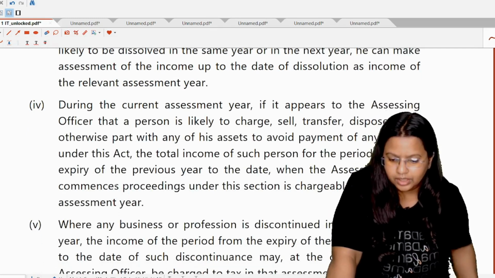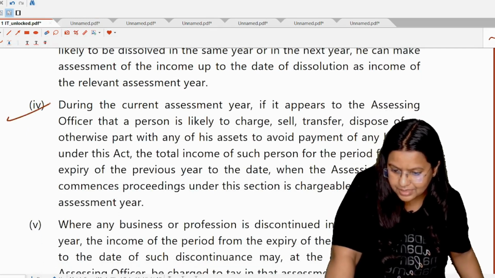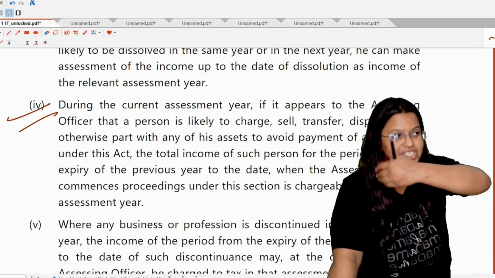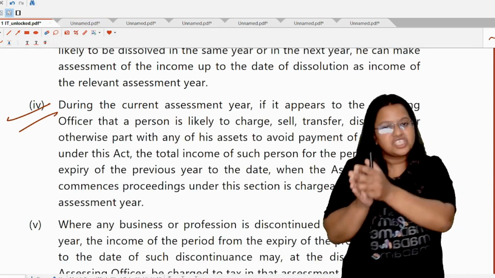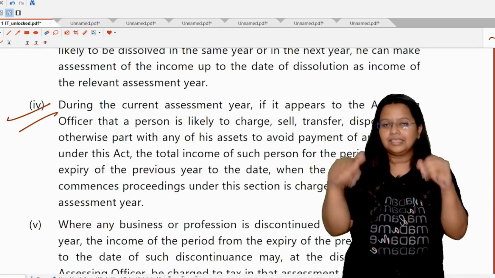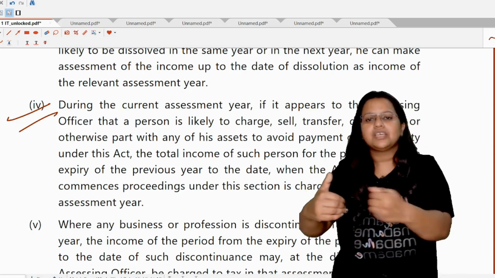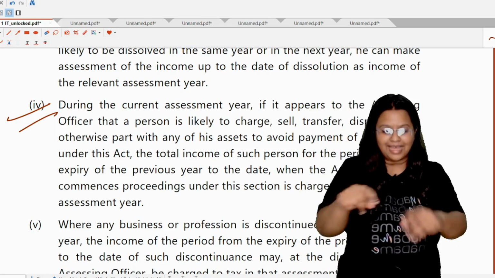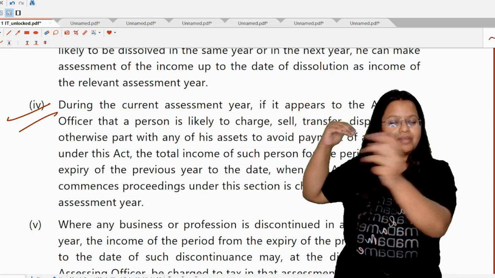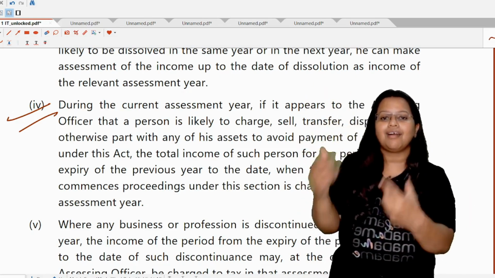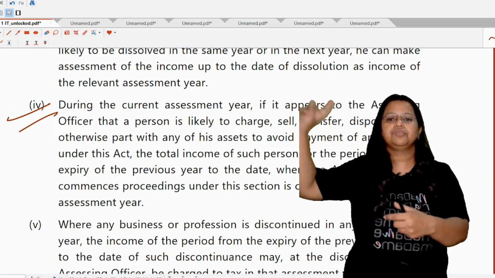Now, the current assessment year means the year which is following. At this time the current assessment year means the previous year 24-25. Okay, and as we are doing this for the previous year 23-24, so they are assuming the current assessment year as the previous year 23-24.